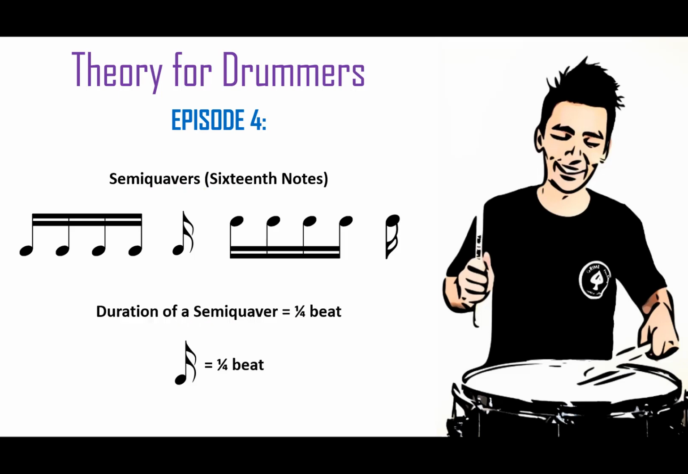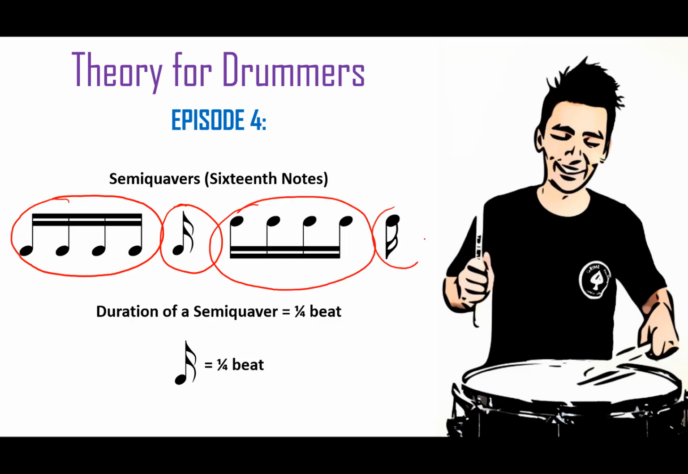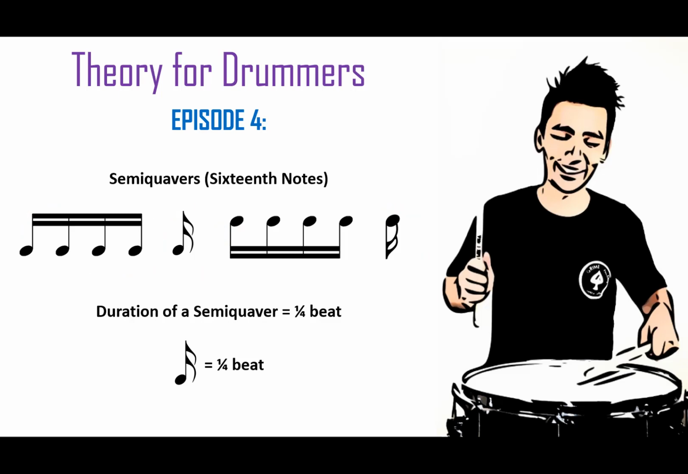Starting with semiquavers or 16th notes, we can see that there are a number of different ways that they can be drawn. They can be drawn in a group with stems up. They can be drawn individually with stems up. They can be drawn in a group with stems down, and they can be drawn individually with stems down. Let's look at each of these and describe the characteristics of each.